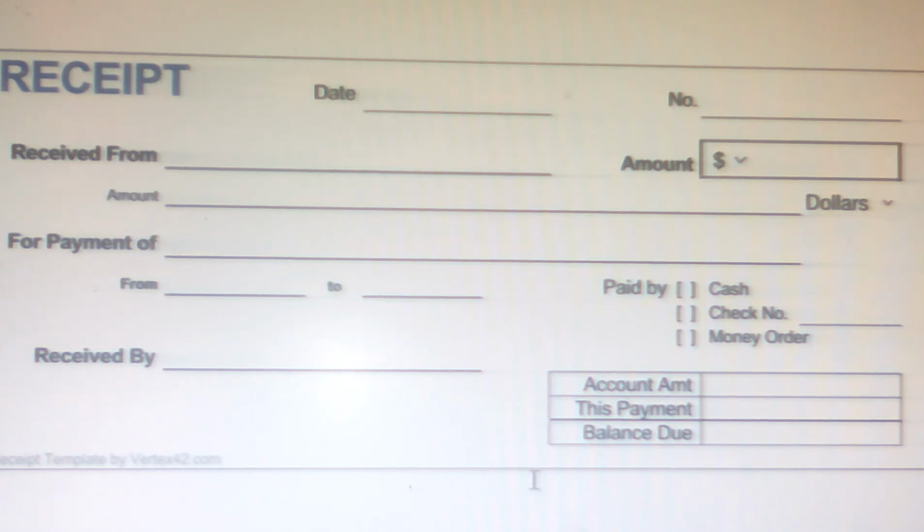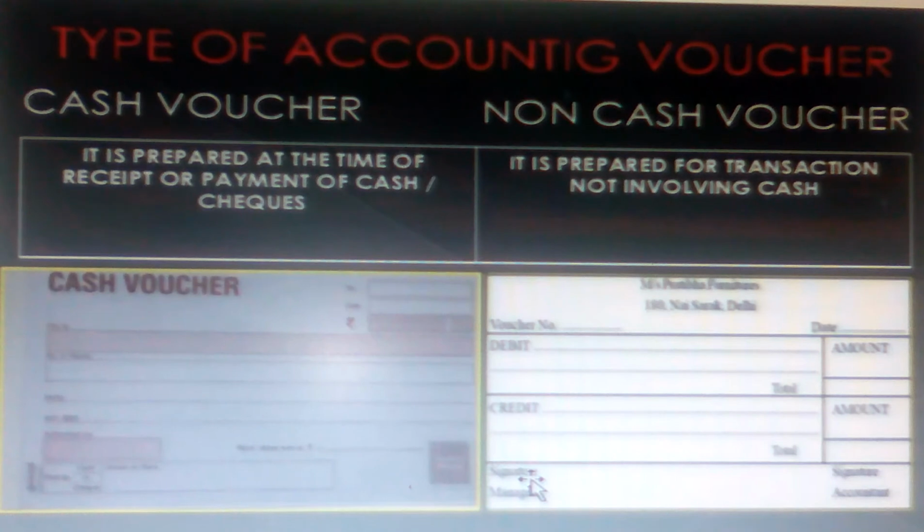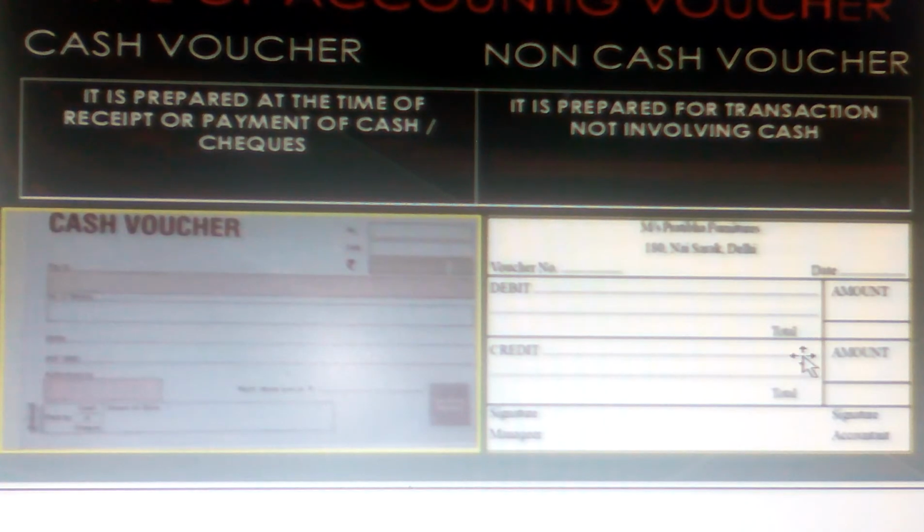So the payment voucher is very important. Similarly, the receipt is also very, very important because it is the cash inflow. You got the money, and for that you want to have your proof of in what way you got the money. That's why the receipt voucher is very, very important. Thereafter, the types of accounting voucher, we will say cash voucher and non-cash voucher. So here it's very important.